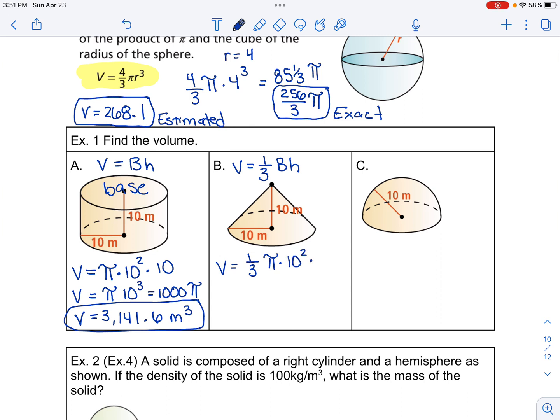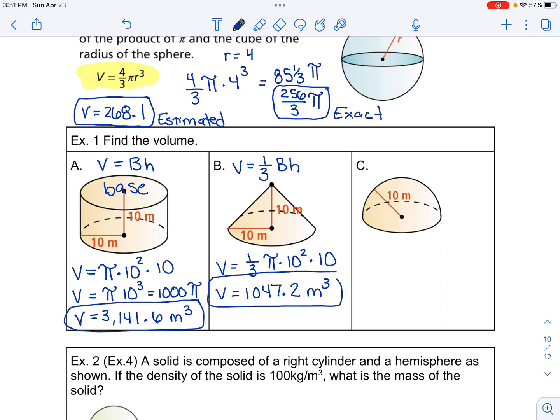And then times the height. The only difference between example A and example B is we are taking 1/3 of our answer because it goes to the point. So you do them individually and leave pi at the end, or we can just type the whole thing in. So 1/3 times pi times 10 squared times 10. You get 1,047, about 0.2 meters cubed.